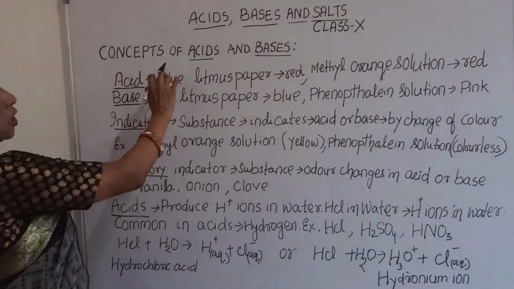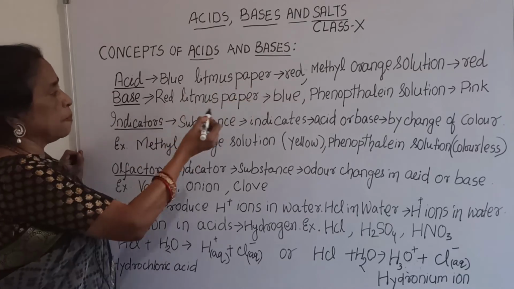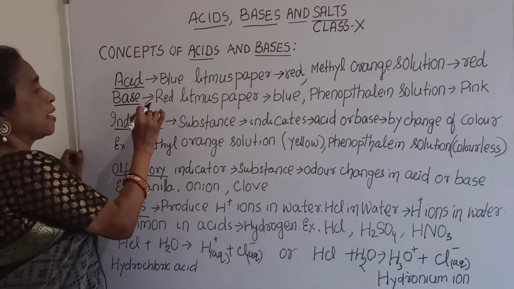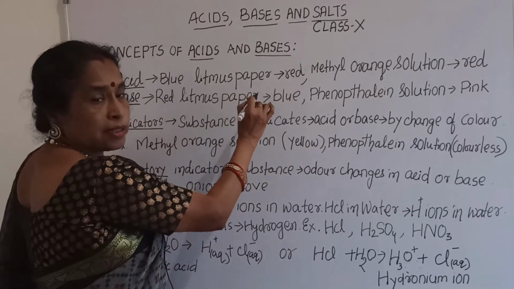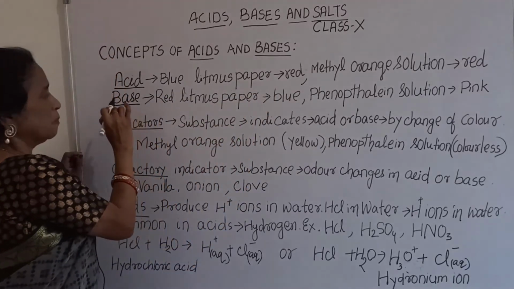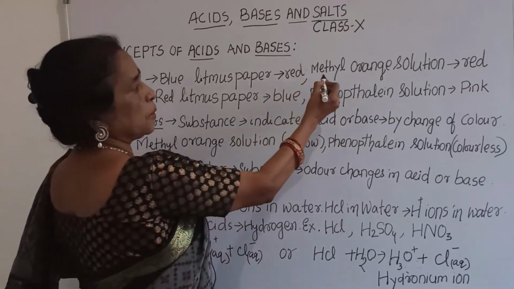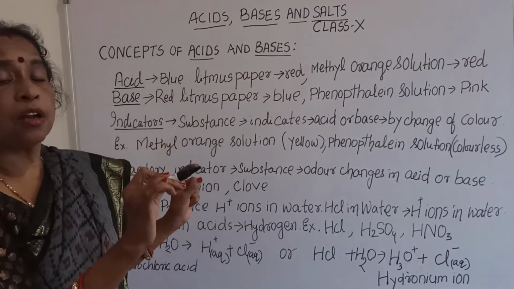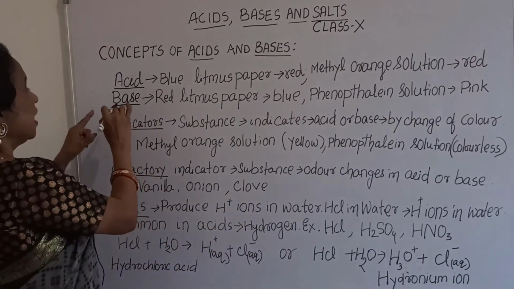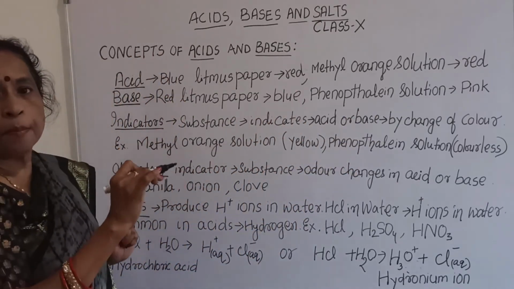Again, see the concepts of acid and base. First, see what happens when blue litmus paper is used with acid and red litmus paper with base. Blue litmus paper changes to red. Similarly, in base, red litmus paper changes to blue. Methyl orange solution, when added to acid, changes color to red. Similarly, in base, when phenolphthalein solution is added, the color changes to pink.